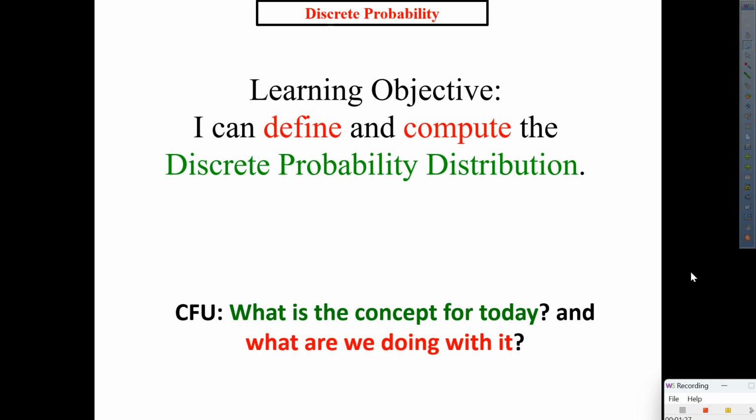All right, get a Cornell note going. Our objective for today: I can define and compute the discrete probability distribution.